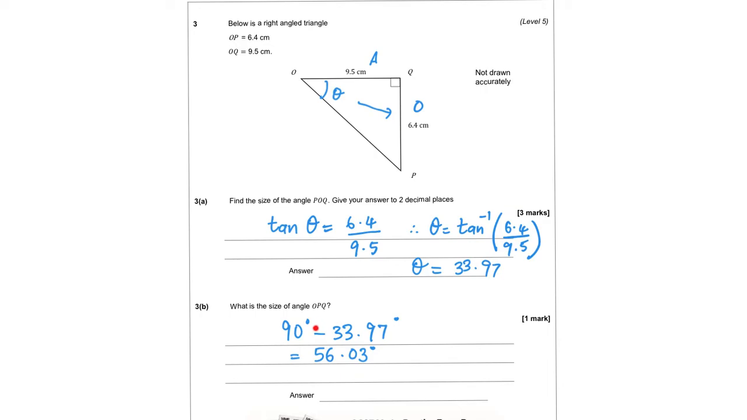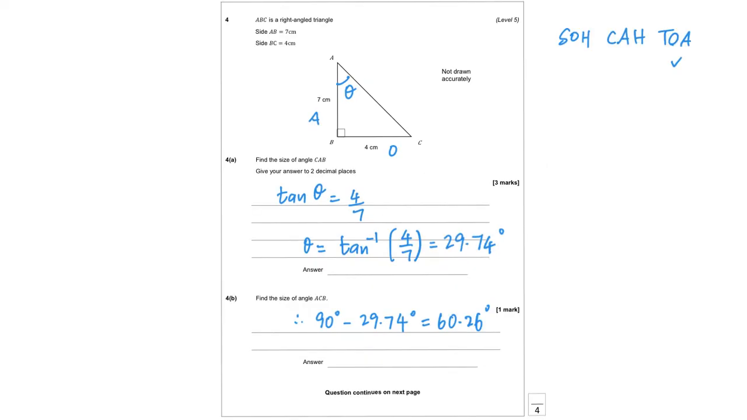And what is the size of OPQ? So we know this is a right angle triangle, 180, 90 is here, and the combination of angle theta here and the other one is 90. So that makes 90 minus 33.97, 56.03.